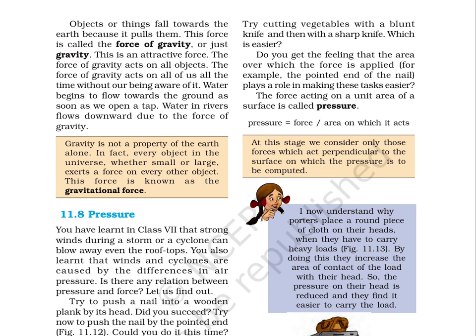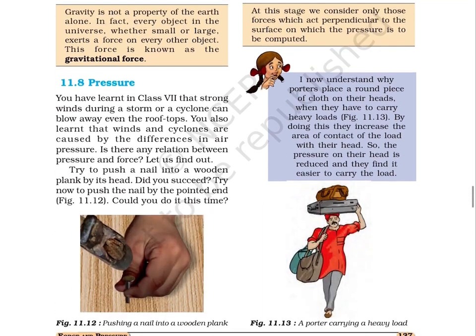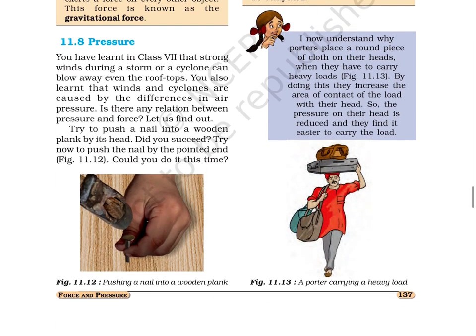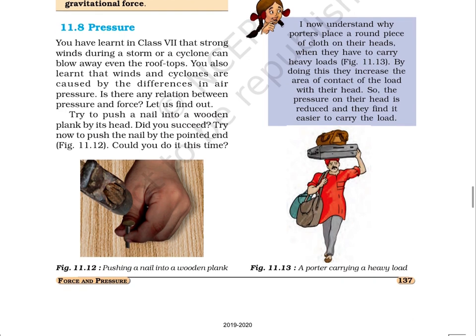At this stage, we consider only those forces which act perpendicular to the surface on which the pressure is to be computed. Paheli said, I now understand why porters place a round piece of cloth on their heads when they have to carry heavy loads, as shown in figure 11.13. By doing this, they increase the area of contact of the load with their head. So, the pressure on their head is reduced and they find it easier to carry the load. Figure 11.13. A porter carrying a heavy load.